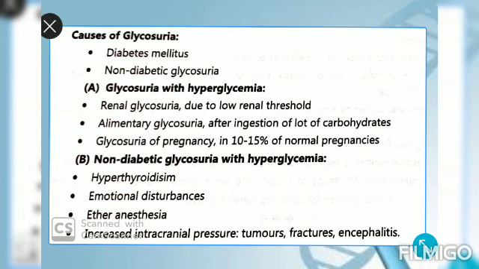The causes of glycosuria are diabetes mellitus and non-diabetic glycosuria. The first one is glycosuria with hyperglycemia and second one is non-diabetic glycosuria without hyperglycemia. Glycosuria with hyperglycemia is due to diabetes mellitus, and renal glycosuria is due to low renal threshold. And non-diabetic glycosuria is due to hyperthyroidism and emotional disturbance, then due to ether anesthesia and due to increased intracranial pressure, that is in case of tumor, fracture and encephalitis.